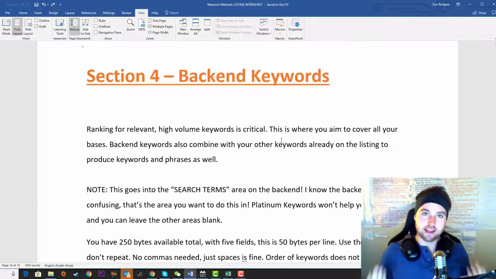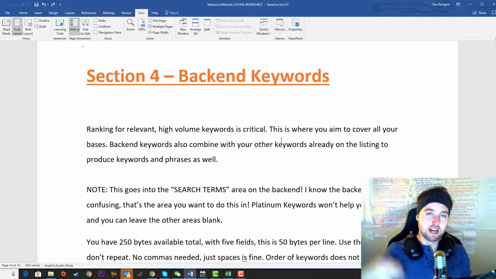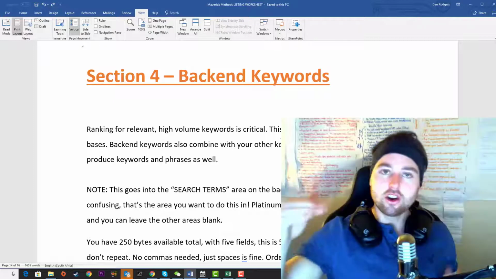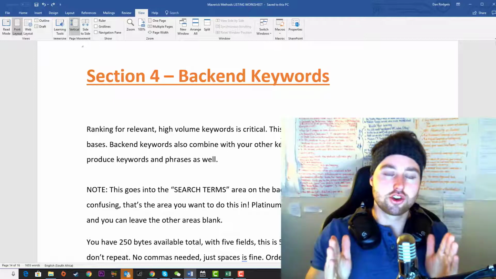So the back end area is the perfect place for misspellings which you don't want to include on the actual listing. It's the perfect place for the additional keywords that you've run out of space for. This is the place to put all of those keywords. It's important to note this. The only area that you're worried about in the backend keywords is the search terms.